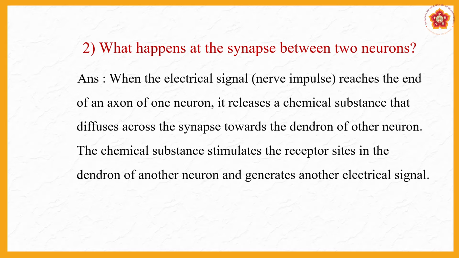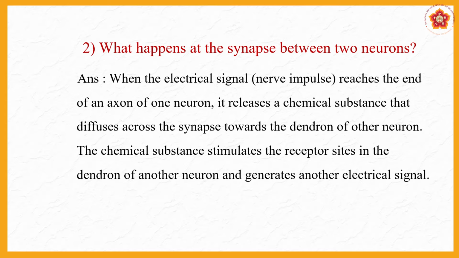We understood in our previous class that synapse is the junction between 2 neurons, where one neuron's axon gets connected to the other neuron's dendrite. For what purpose? So what is going to happen in this junction of 2 neurons? Let us see the answer. When the electrical signal, which is nothing but the nerve impulse, reaches the end of axon of one neuron, it releases chemical substance, and that substance diffuses across the synapse towards the dendron of other neuron.